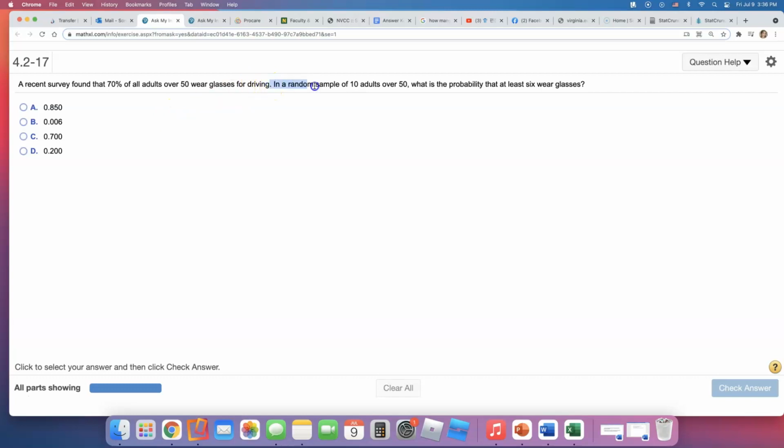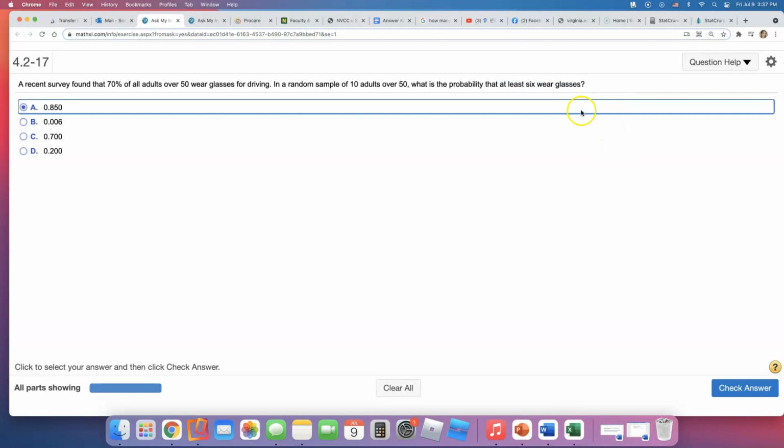In a random sample of 10 adults. I like this because it's a fixed number of trials, right? We only have 10, we're only going to ask 10 people over 50. What is the probability that at least 6 wear glasses? And I'm thinking it's going to be a big number because 70% wear them. So out of 10, at least 6 means greater than or equal to 6. So I'm expecting the answer to be bigger.